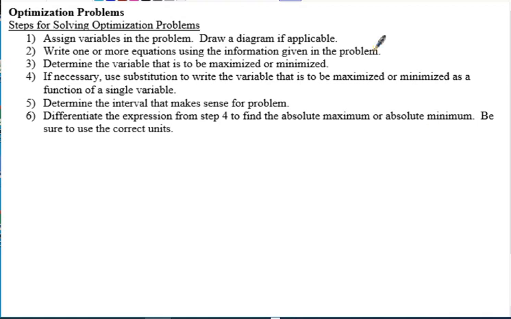These are the notes for AP Calculus on the topic of optimization problems. So, to optimize something means to make something the best or the most efficient. And in calculus, optimizing in this context means we're either going to maximize something, find the absolute maximum, or minimize something, find the absolute minimum.